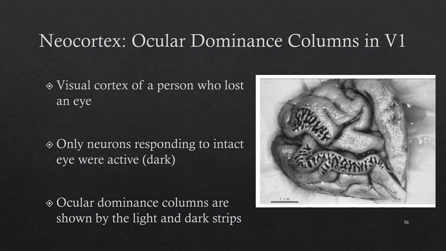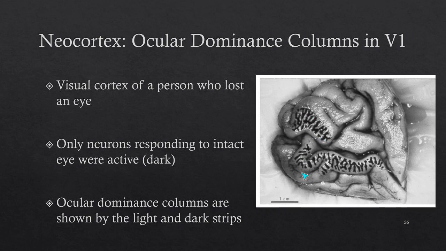Their brain was stained after they passed away for a type of enzyme that is used in cellular metabolism. This means the stain shows the cells that had been recently active at the time the person died. Only neurons responding to the intact eye would be active, because they didn't have another eye. These active neurons, showing metabolism, would show up dark on the stain. So that's what we're seeing here.